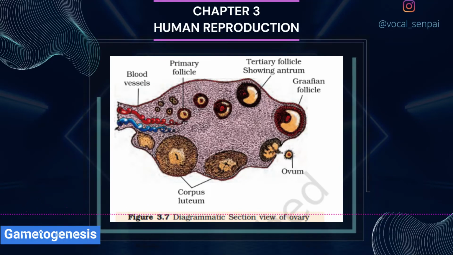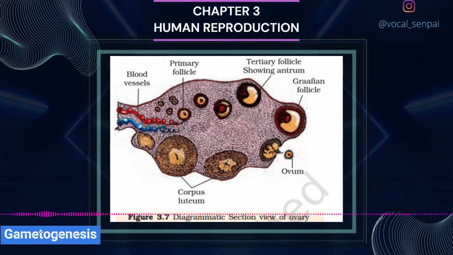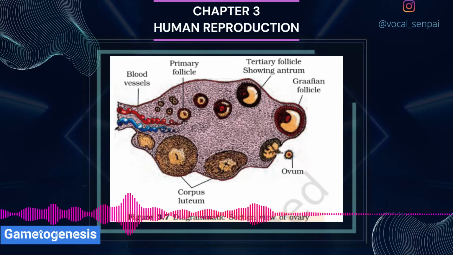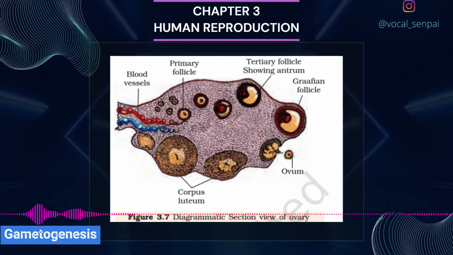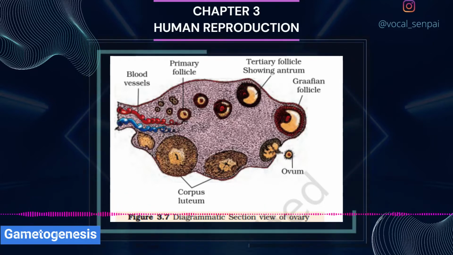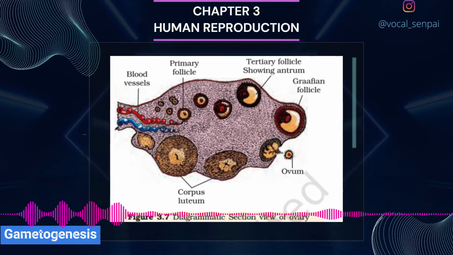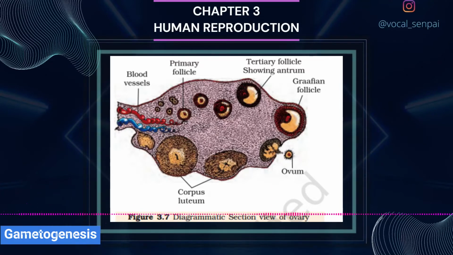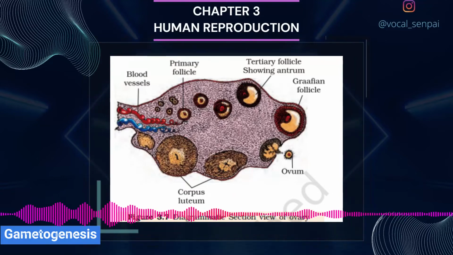called primary oocytes. Each primary oocyte then gets surrounded by a layer of granulosa cells and is called the primary follicle, figure 3.7. A large number of these follicles degenerate during the phase from birth to puberty. Therefore, at puberty only 60,000 to 80,000 primary follicles are left in each ovary. The primary follicles get surrounded by more layers of granulosa cells and a new theca and are called secondary follicles. The secondary follicle soon transforms into a tertiary follicle, which is characterized by a fluid-filled cavity called antrum.